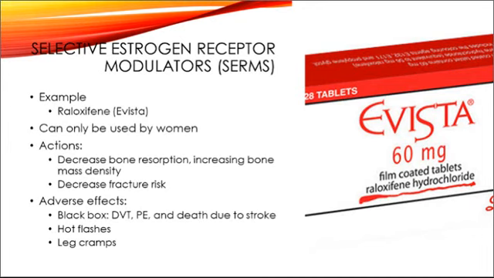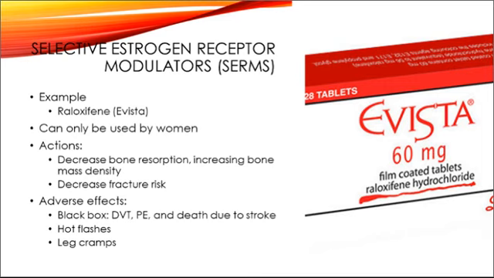First group of drugs, the SERMs, should be familiar to you because we covered them in the female sexual disorder and postmenopausal sections before. So, selective estrogen receptor modulators, or SERMs. The one to focus on here is raloxifene, or Evista. It is currently the only FDA-approved estrogen agonist antagonist for osteoporosis at this time.